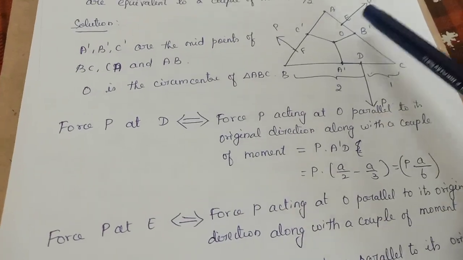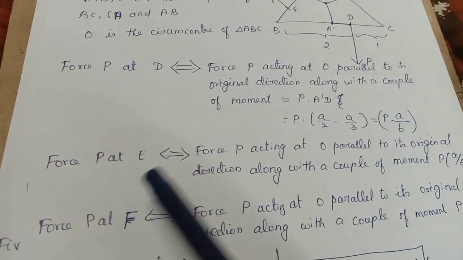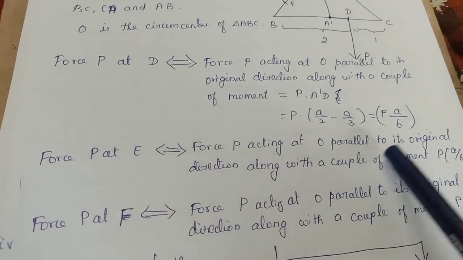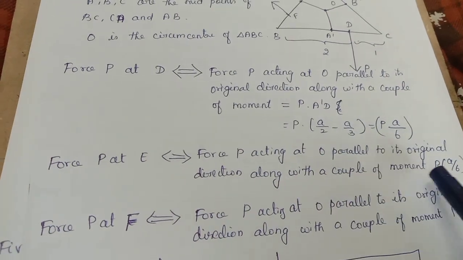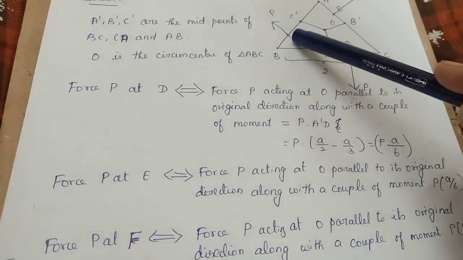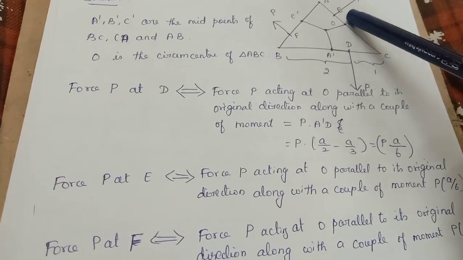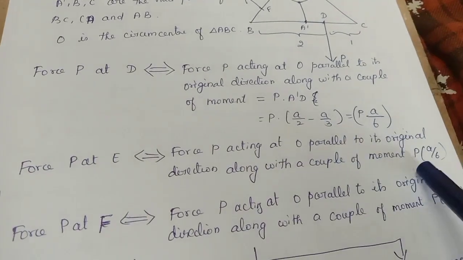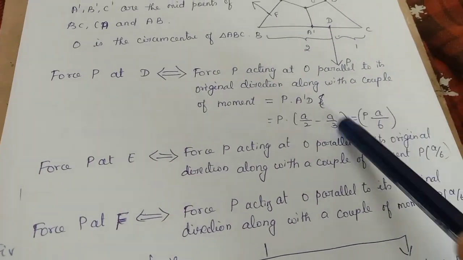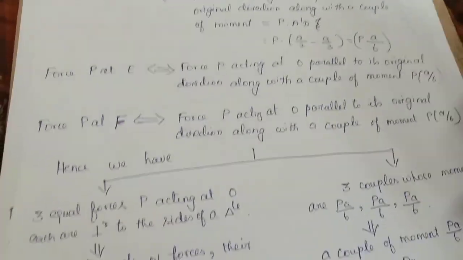In the same way, I am going to replace the force here. P acting at E, that will be replaced by a force P acting at O parallel to its original direction along with a couple whose moment will be P into A by 6, because all are equal forces and all are acting equally at a point which divides the line in the ratio 2:1, no? So the same thing. Similarly, we can write for the three forces. So all the three forces are written like this. So finally what do I have?